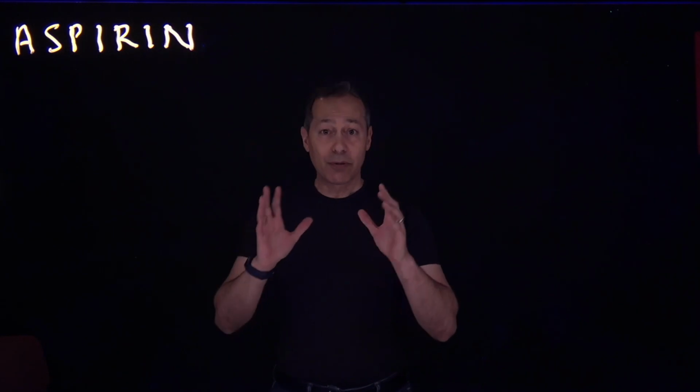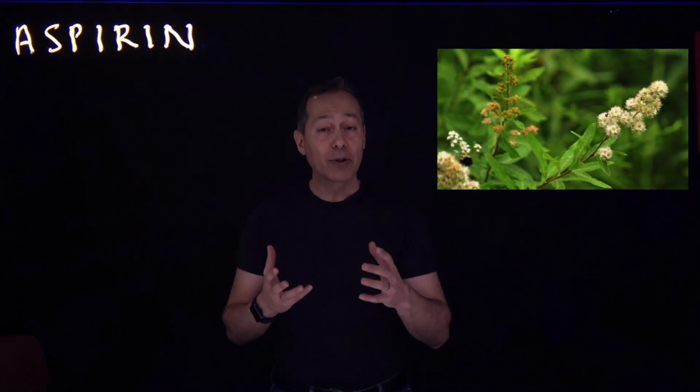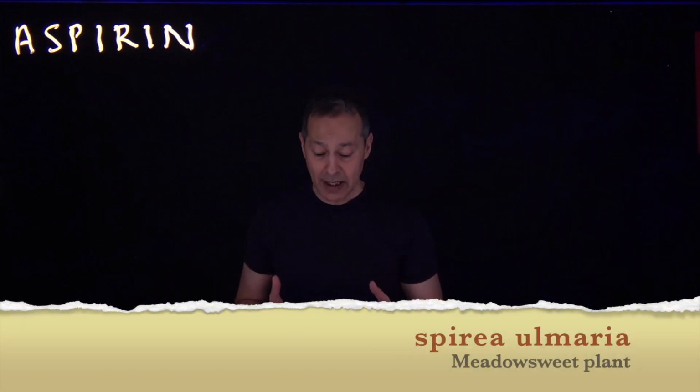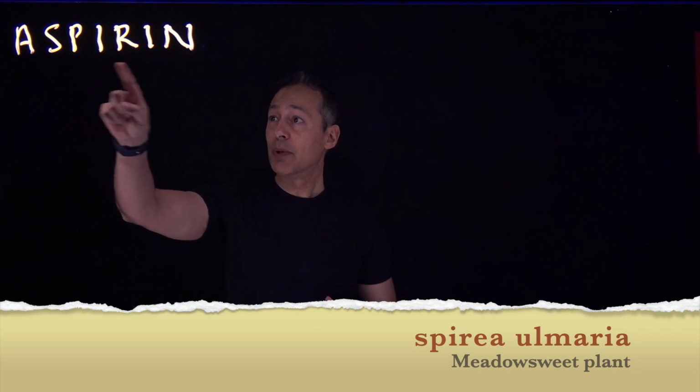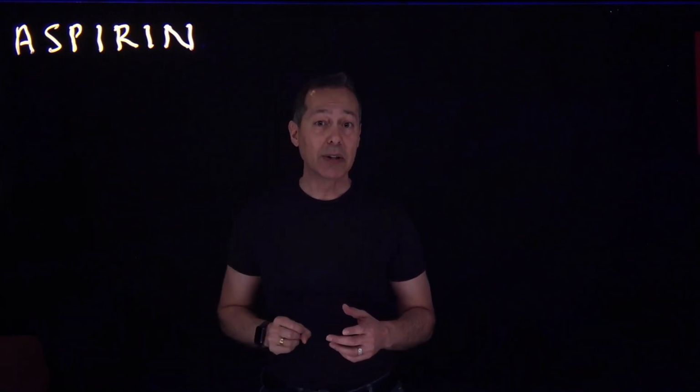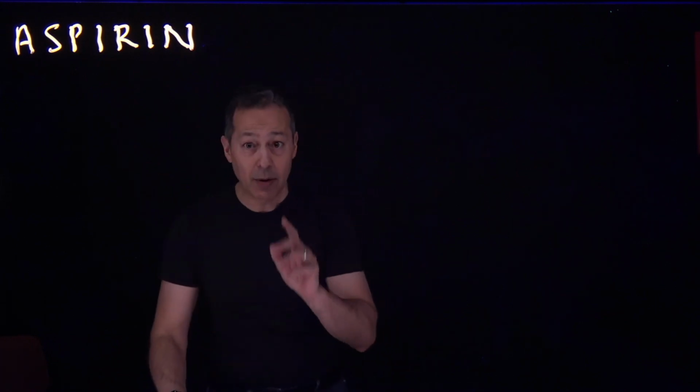Aspirin comes from the meadowsweet plant, and the Latin name for the meadowsweet plant is Spirea ulmaria, and that's where we get the "spir" from in aspirin. And the A comes from acetyl. And let me explain how that works.